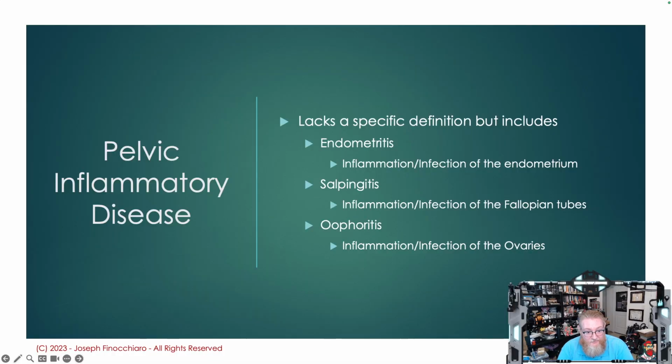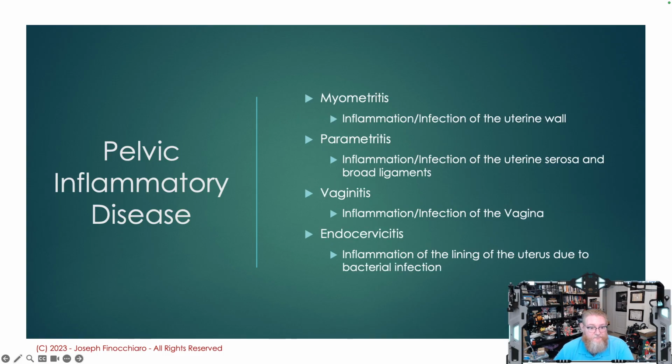Pelvic inflammatory disease lacks a specific definition, but includes endometritis, which is the inflammation and infection of the endometrium, salpingitis, inflammation of the fallopian tubes, and oophoritis, which is inflammation and infection of the ovaries. Myometritis, inflammation and infection of the uterine wall. Parametritis, inflammation and infection of the uterine serosa and broad ligaments. Vaginitis, inflammation and infection of the vagina. And endocervicitis, which is the inflammation of the lining of the uterus due to bacterial infection.